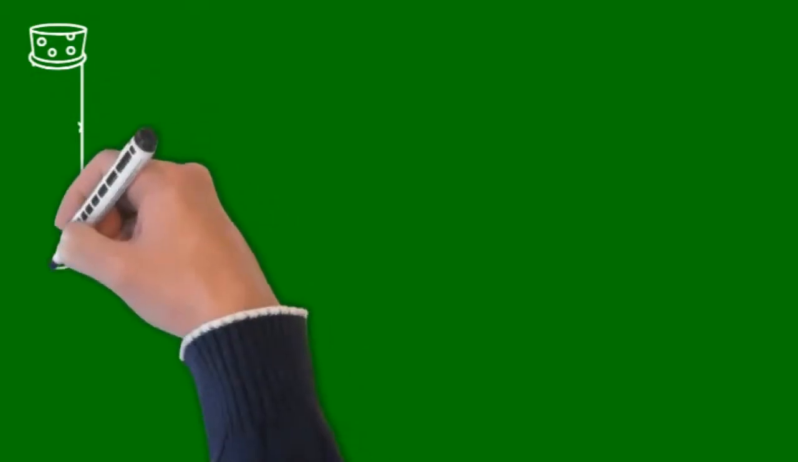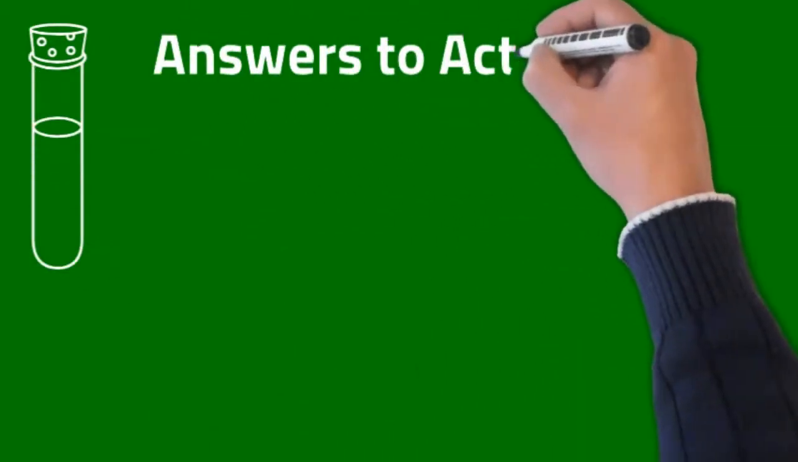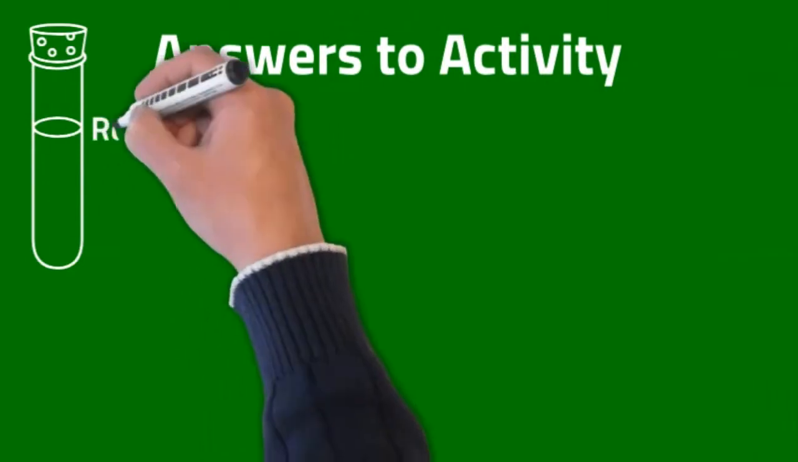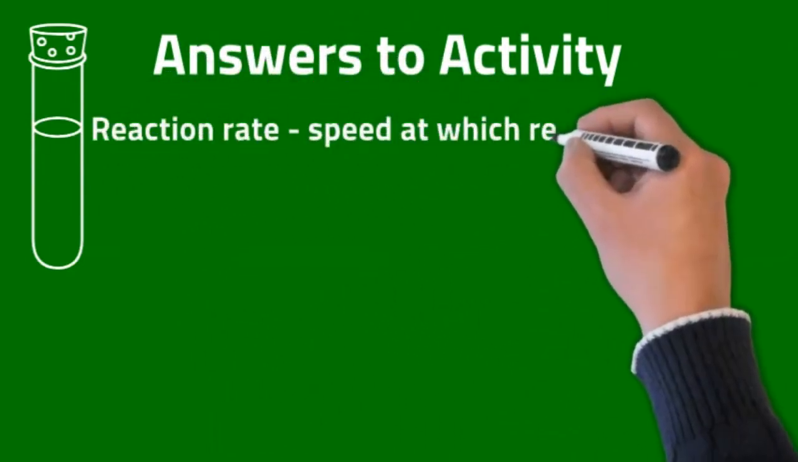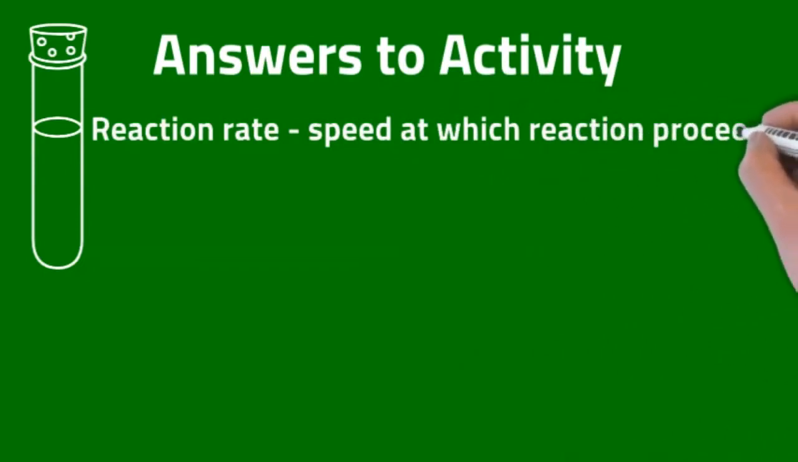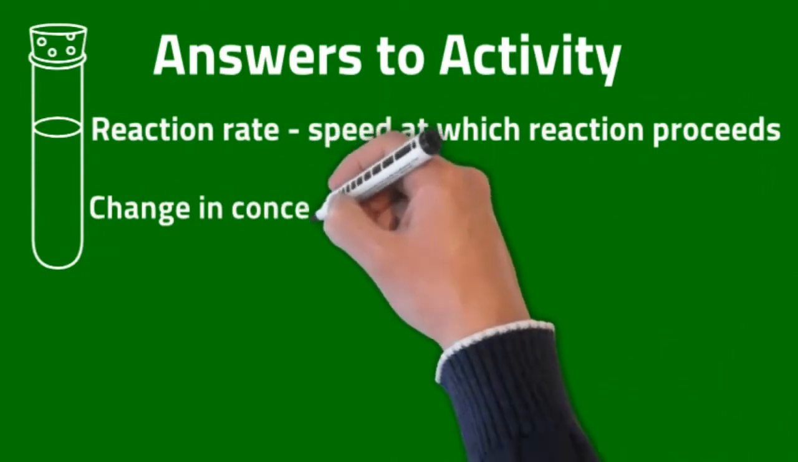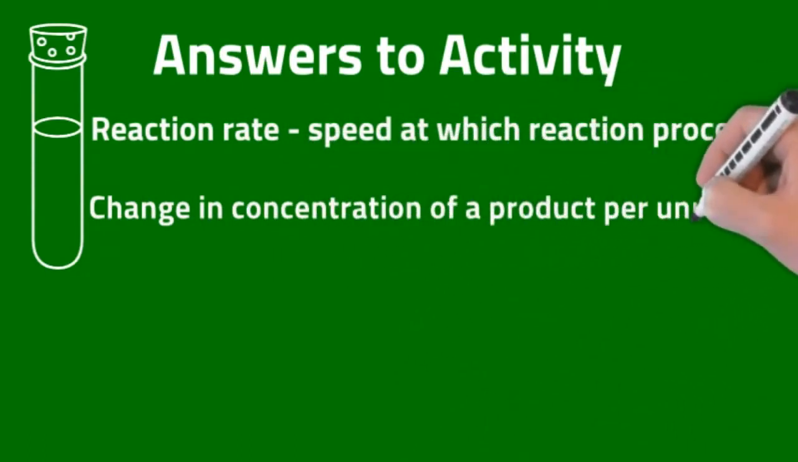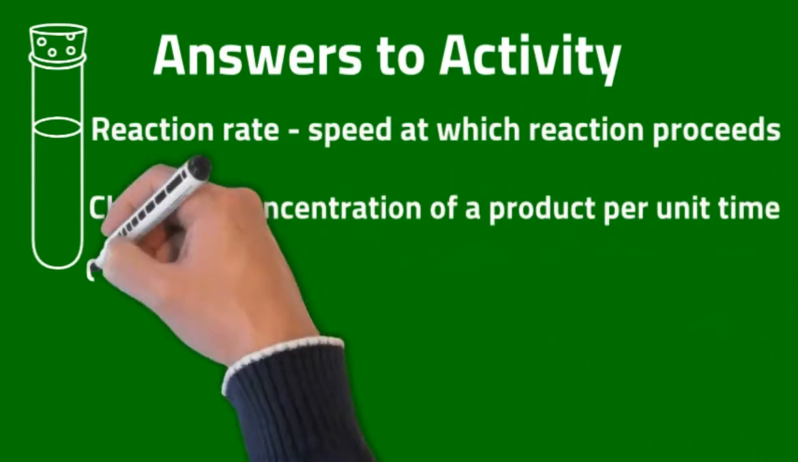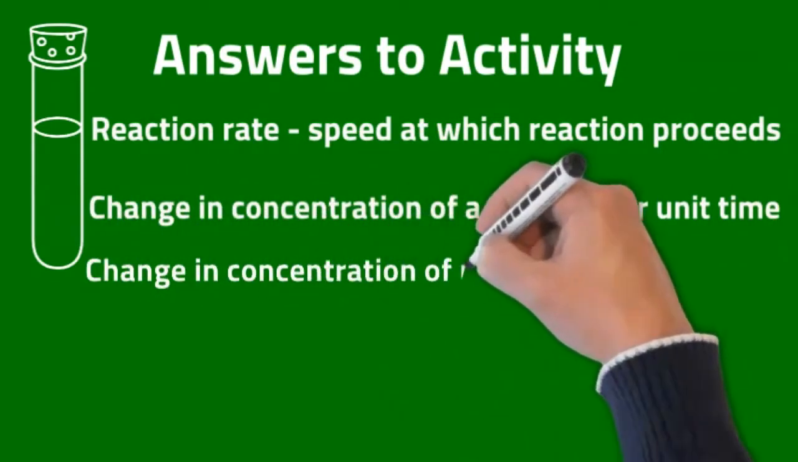At the end of the introduction, I gave you 2 questions to answer. One was to define the rate of a chemical reaction, and the second was to list the factors that affect the rate of a reaction. So the answer to the first question: reaction rate is the speed at which the reaction proceeds. It is often defined as the change in concentration of products per unit time or the change in concentration of reactants per unit time.